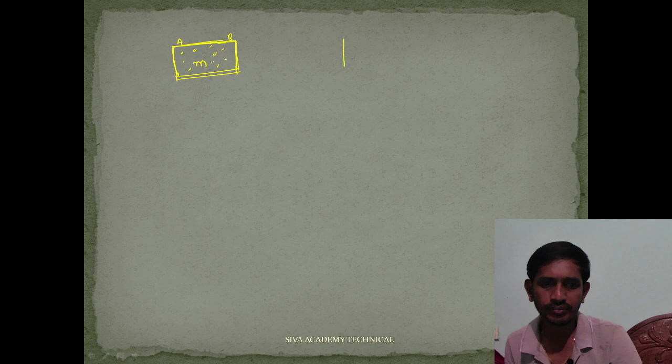The body moves from position A to position B, and particle A covers a distance of 1 meter and B also covers 1 meter in the same given time. The time taken by particle A to reach this place is the same time taken by particle B. So this is the definition of translatory motion.